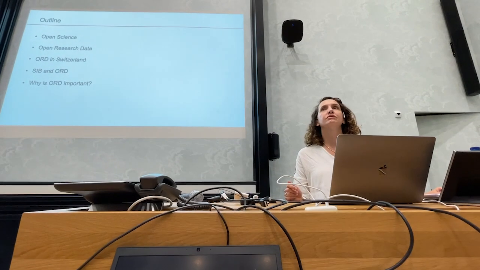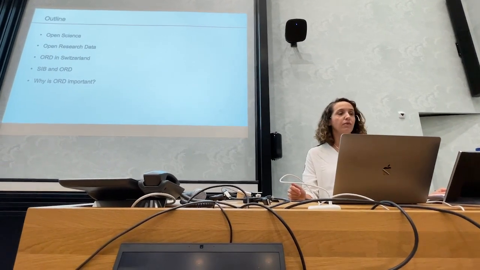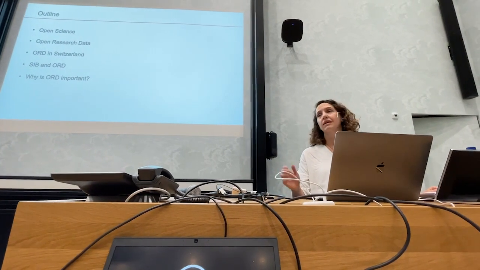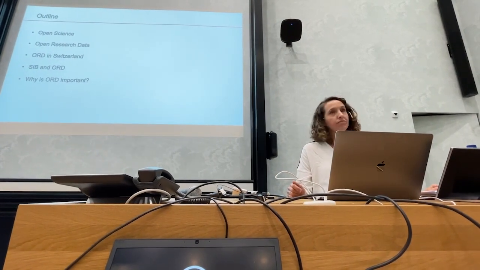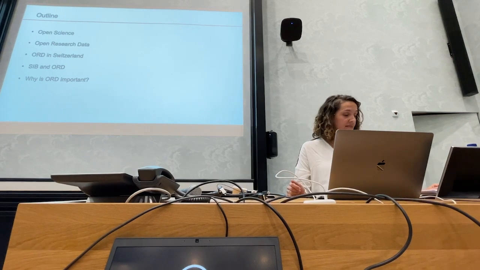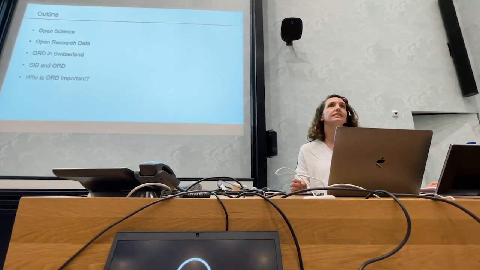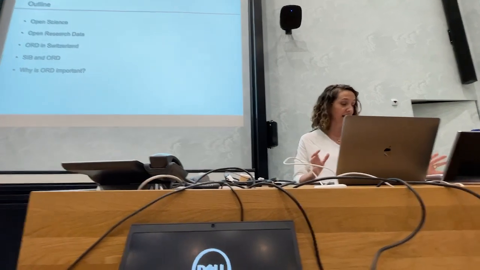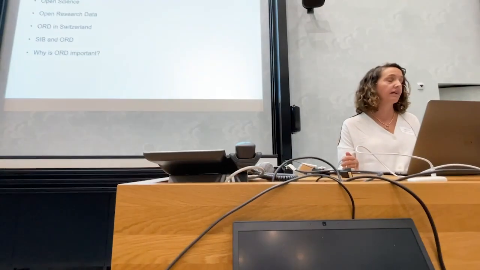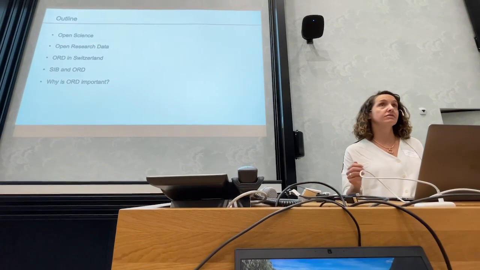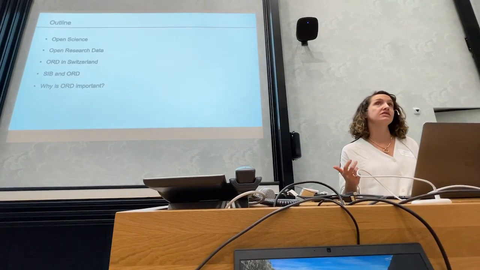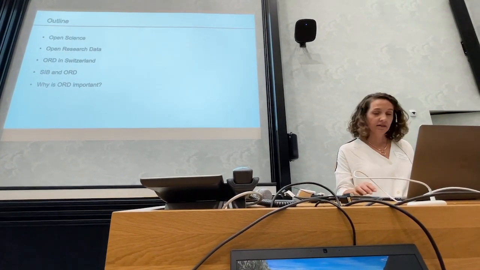What I'm going to talk about today. First, I'm going to talk about what open science is, mentioning the key features of open science, and going into three of the key critical components of open science that are open access publication, open scholarly communication, and open research data.